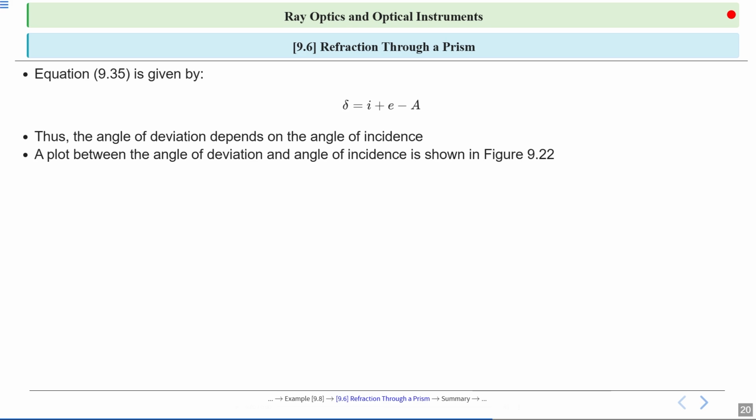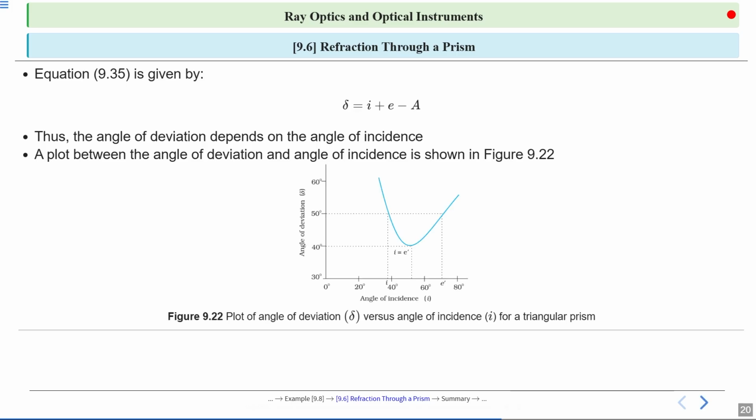To visualize this relationship, we have a plot that shows the angle of deviation versus the angle of incidence. This graph, depicted in figure 9.22, helps us see how the deviation changes with different incidence angles. It's a great way to understand the practical implications of the formula we just discussed. Figure 9.22 illustrates the plot for a triangular prism. Notice how the curve behaves, indicating the minimum deviation point. This visual representation is crucial for grasping the concept of light refraction through a prism.